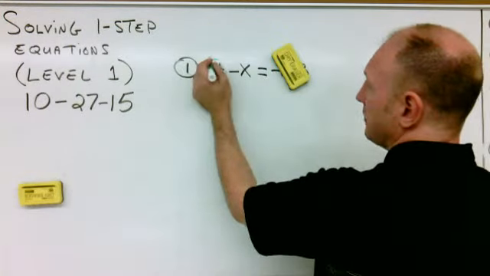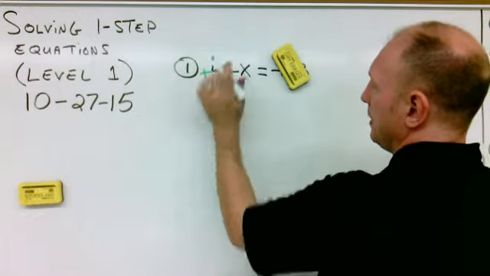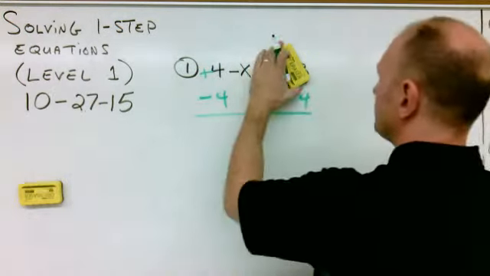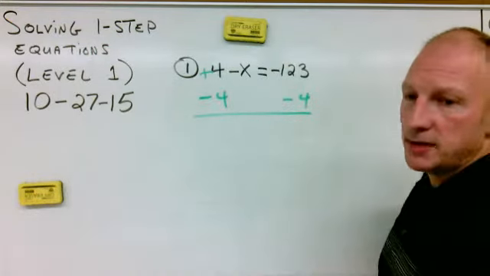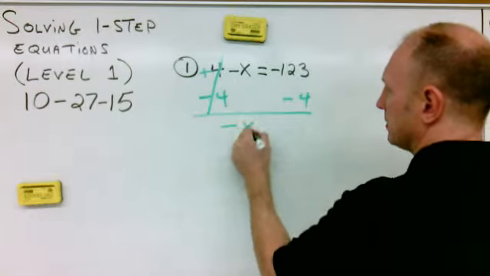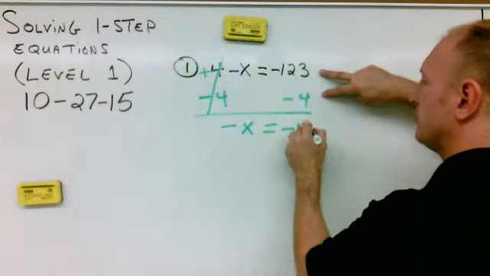I look to the left of the number I want to get rid of. If it's a positive, I do the opposite, which is subtract. So I subtract 4 from both sides. I rewrite and then solve. So the 4's cancel. I bring down my negative x. When the signs are the same, I add and keep the sign.